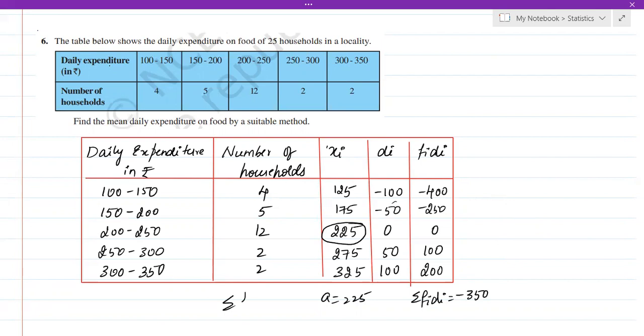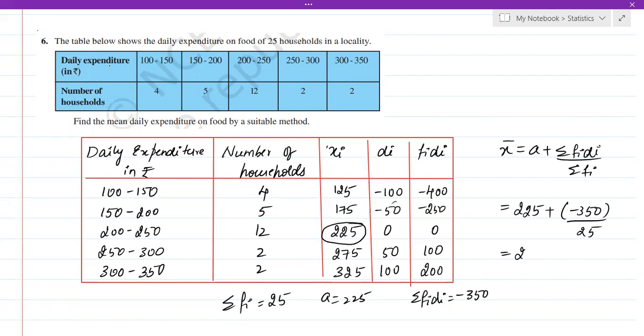Here, summation fi, it is given in the question itself that there are 25 households. Even if you add it, 5 plus 4, 9, 9 plus 12 is 21, 21 plus 2 plus 2 gives you 25. Now let's use the formula. X bar is equal to A plus summation fi di divided by summation fi. Now A value is how much? 225, plus the value of fi di, minus 350, divided by summation fi. Fi is how much? 25.